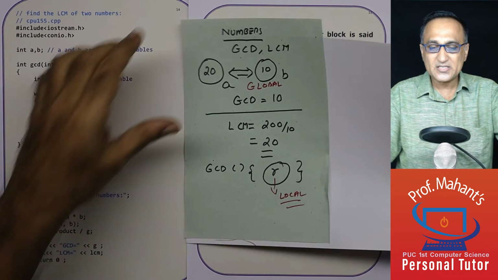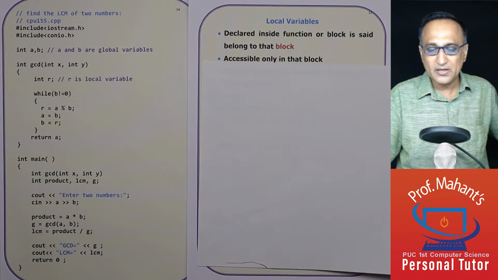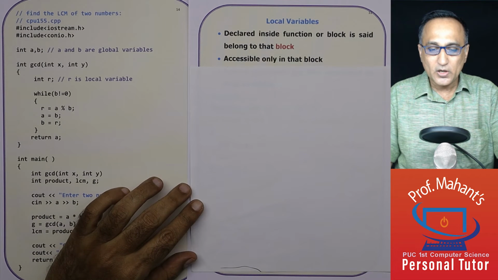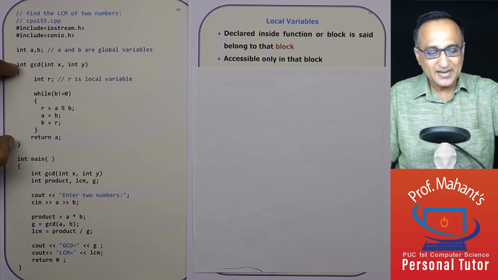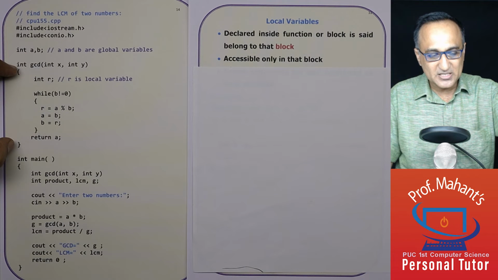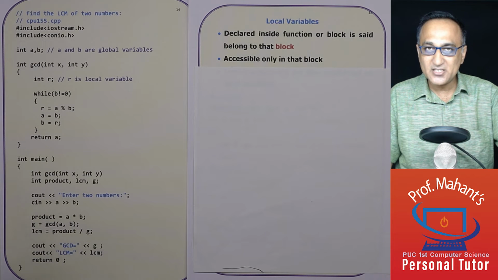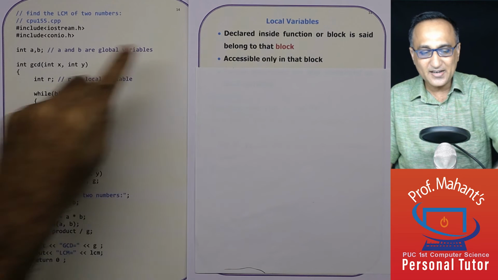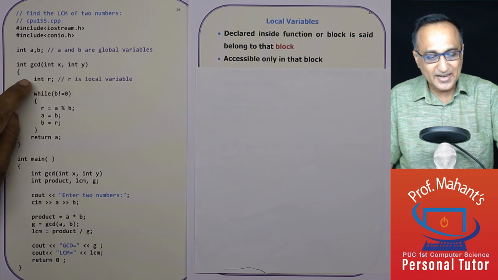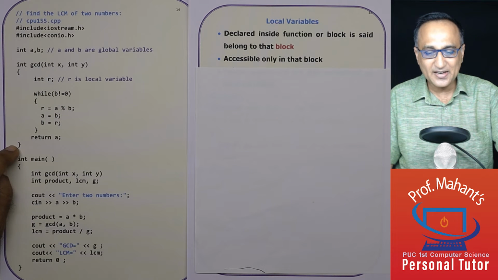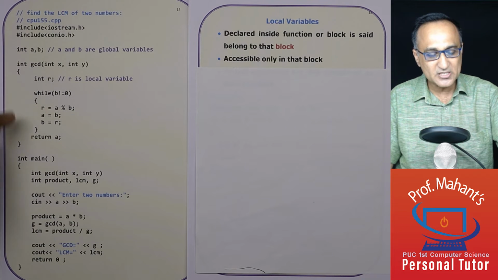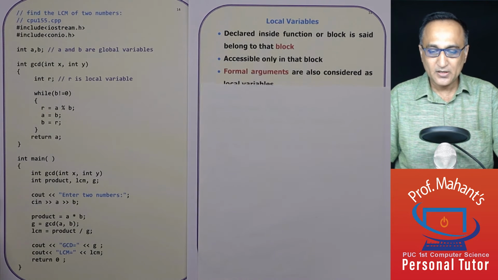Now let's try to understand local variables a little better through one more example. Local variables are variables declared in a function or within a block. This is a block. This flower bracket is a block. It can be declared just in a block or in a function. So R is declared in a function or a block. Its life starts here and ends at the end of this. It is available only between this flower bracket.